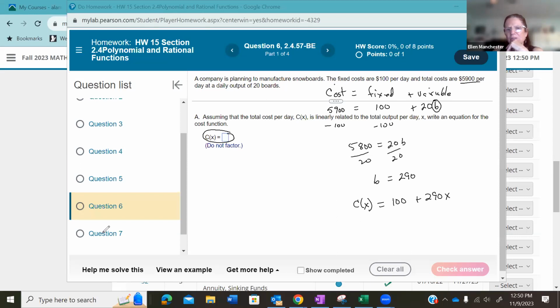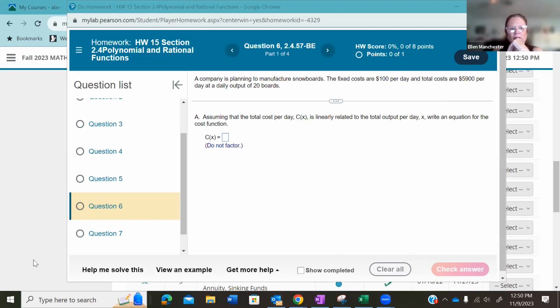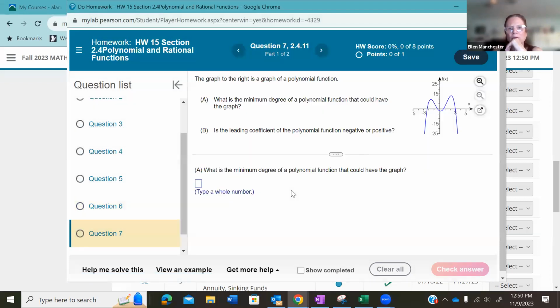Any questions on that one? Make sure you notice what the variables are representing. That will really help you.